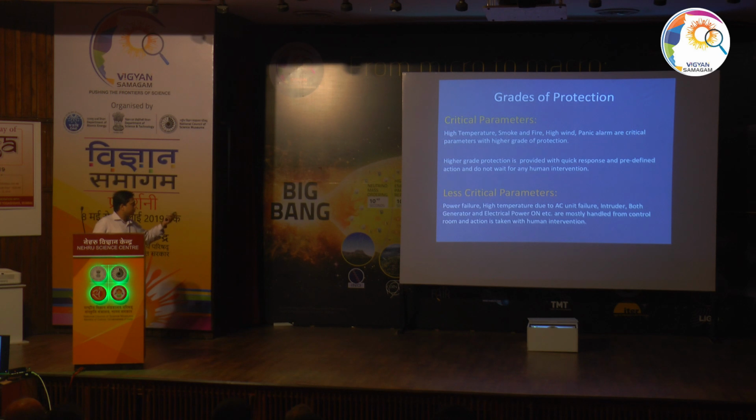So these are again, I talked earlier about critical and less critical parameters. Temperature, smoke, fire, high wind, these are the critical ones with panic alarms. If power failure happens, it's okay. We can run on genset and UPS, but we have to act on that after a certain limit. So there is no such rush. And intruder is again less critical. Mostly control room action can be taken on less critical parameters, and on critical parameters the antenna acts on itself.